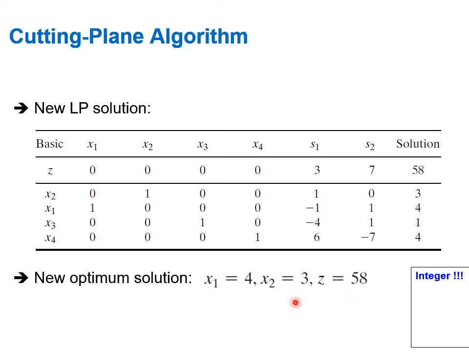Okay, so we found the optimum integer solution for our original model by first solving its LP relaxation, then including one cut and solving again, and including the second cut and solving again, and we obtain the integer solution. This is how cutting plane algorithms work.